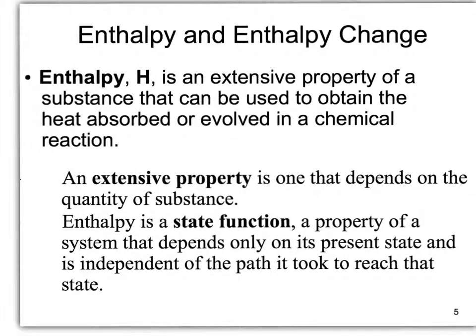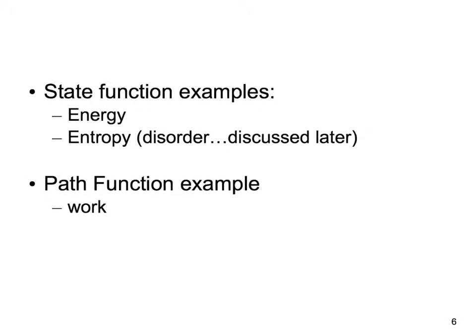Two important things about enthalpy, which we represent with capital H. The first, it's an extensive property, so it does depend on the quantity of the substance, and then it's a state function, so it depends only on its present state, and it doesn't really matter how it got there, just what it started with and what it ended with, not the path to get there. So another state function that we could look at is entropy, and that's something we'll discuss later, and energy. They are state functions, so we look at the beginning and the end, the initial and final, and not the steps in between. A path function, one that does depend on the steps in between, would be work.